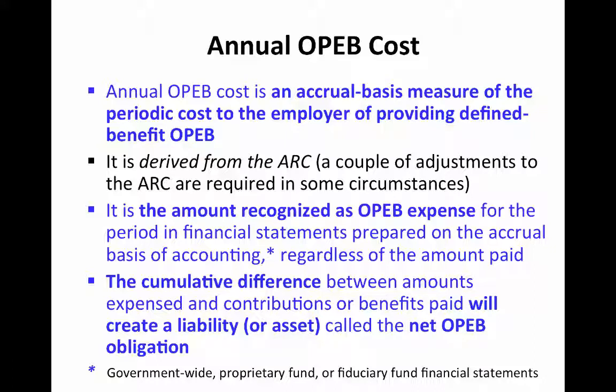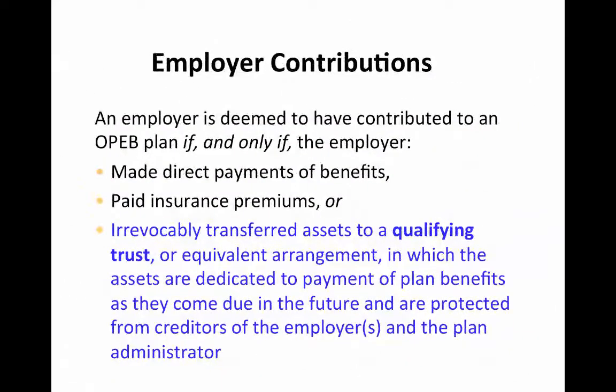For OPEB, because very few, if any, governments are contributing the ARC, and so they're all reporting net OPEB obligations, the OPEB ARC is almost always being adjusted to create the annual OPEB cost, and it's the annual OPEB cost that is reported as OPEB expense in the accrual-based financial statements. So it starts with the ARC and then makes some adjustments to it to create the annual OPEB cost, and then that amount is reported as expense.